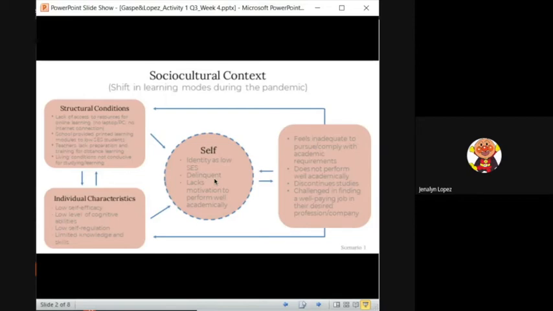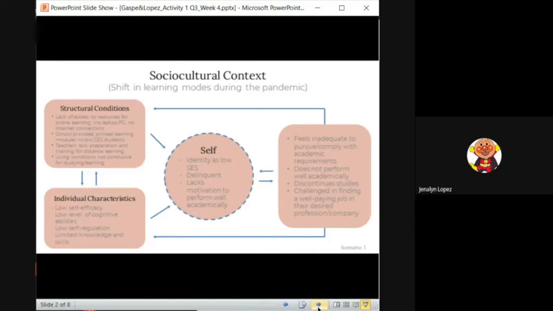Sa ganitong context, pwedeng maging resulting feelings, thoughts, and behaviors niya is these ones na feelings of inadequacy to pursue or comply with academic requirements, and they may not be able to perform well academically, given na dahil may lack of motivation na din siya to perform academically dahil wala siyang resources to access the learning materials.